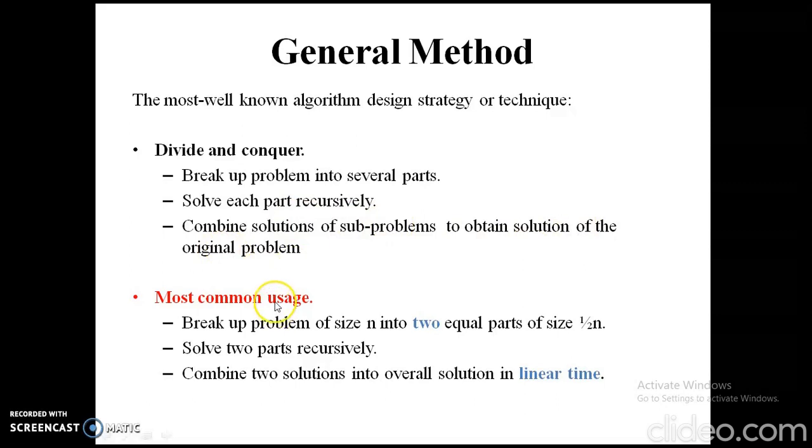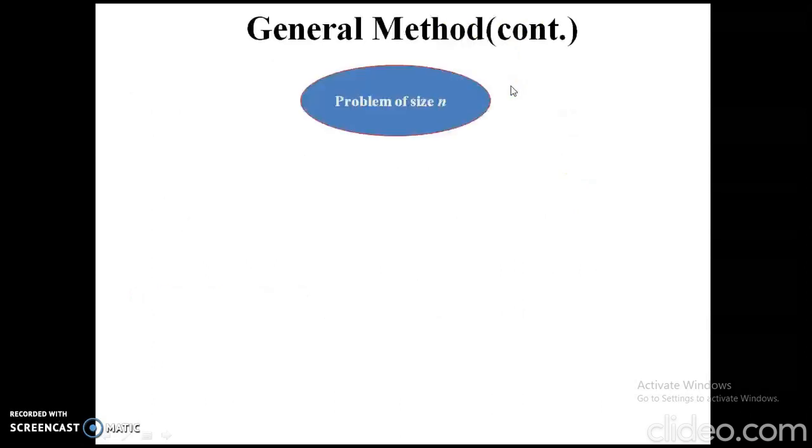Most common usage of divide and conquer here is to break the problem of size n basically into two equal parts of size n by 2 and solve the two parts recursively and finally combine the two solutions to the overall solution in linear time. So the basic concept of divide and conquer is to divide the problem into two subproblems and then solve those two subproblems recursively and then combine the solutions of those two subproblems in order to get a solution for the original problem.